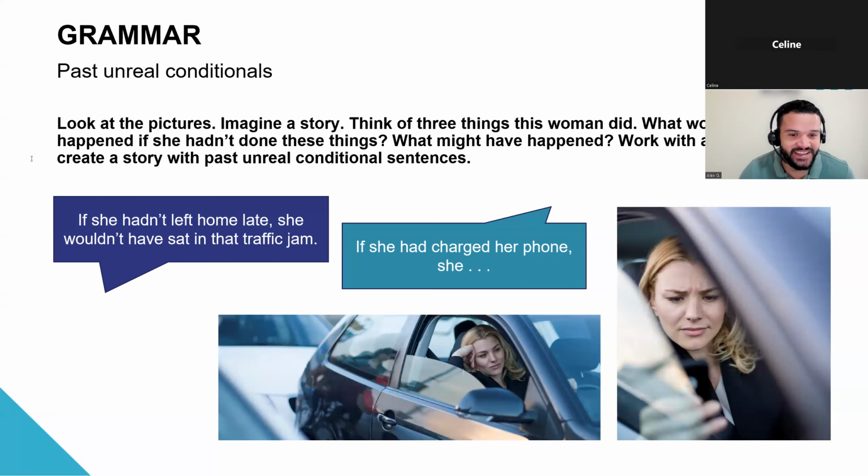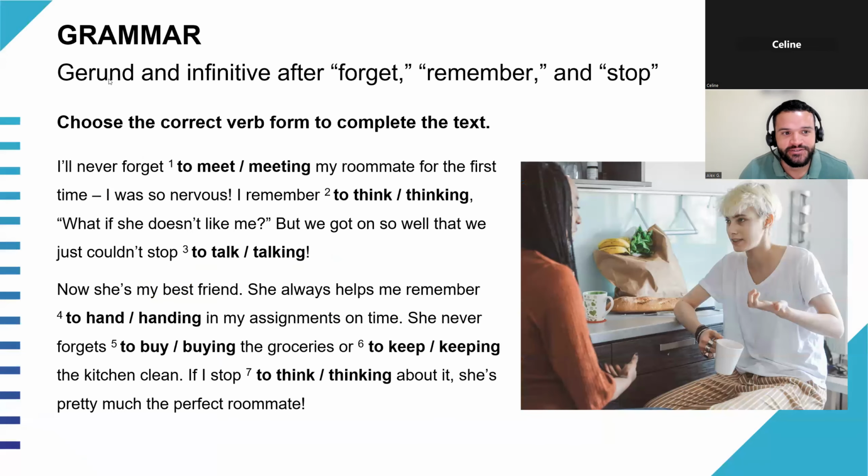The last one for today is going to be gerund and infinitive after forget, remember, and stop. Always, when you have these verbs, forget, remember, and stop, we have to make sure that we use the gerund and infinitive after them. For example, let's take a look at the sentences. It says, choose the correct form to complete the text.